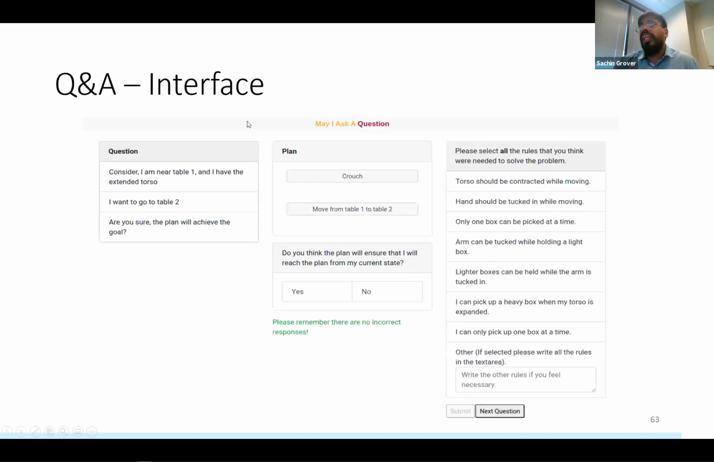I also constructed an interface where I divided it into 3 separate panels. The left panel is for asking questions. The second panel is for showing them the plan or asking them to construct the plan. And the third panel is where a student enlists all the rules that they think would be useful for them to solve this problem.